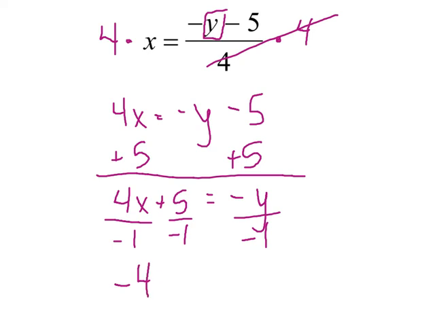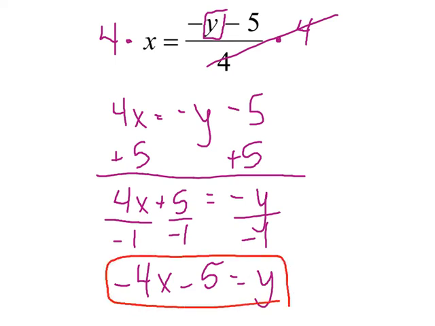So my final answer, negative 4x minus 5 is equal to our 1y. Now that is our final solution. Please be careful when you are going through these problems and that you are doing the inverse operations. And you should be super successful with these.